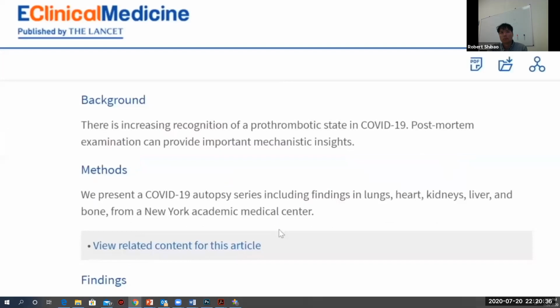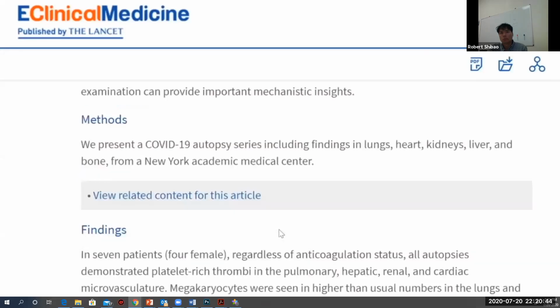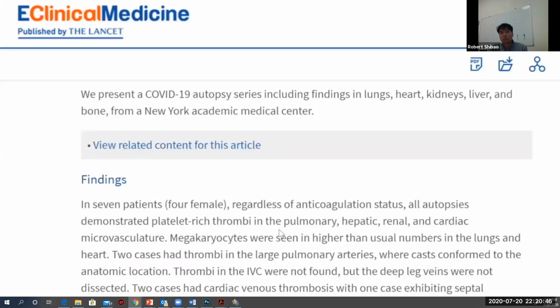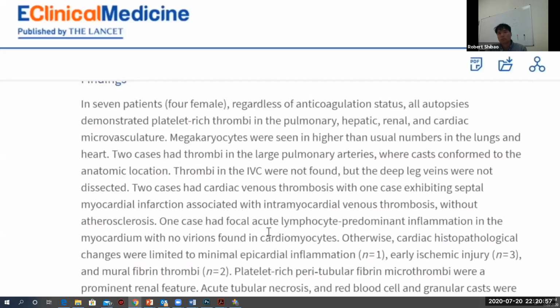They say here that there's an increasing recognition of a pro-thrombotic state in COVID-19, and post-mortem examination can provide important mechanistic insights. So what they did was they looked at COVID-19 autopsy series in 7 patients and looked at the lungs, heart, kidneys, liver, and bone at a New York academic medical center. This was NYU. So they found 7 patients, and about half of them were male, half female. And they looked at them regardless of anticoagulation status. So some of these patients were on anticoagulants, some of them were not.